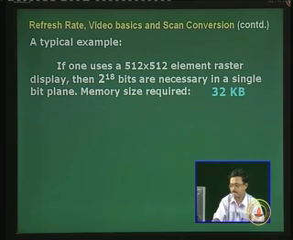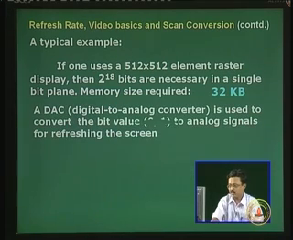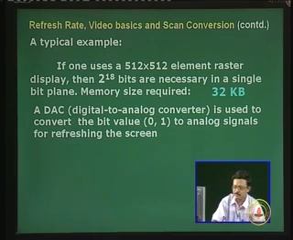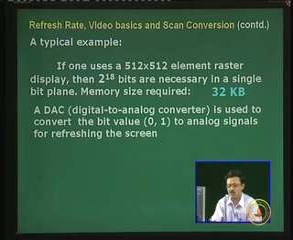So, for such a display system, I hope you followed the calculation that we require 32 kilobytes of memory. Well, a digital to analog converter, popularly called a DAC, is used to convert these bit values 0 or 1 to analog signals for refreshing the screen. The analog signals will drive the intensity of the screen. It will drive the electron beam.